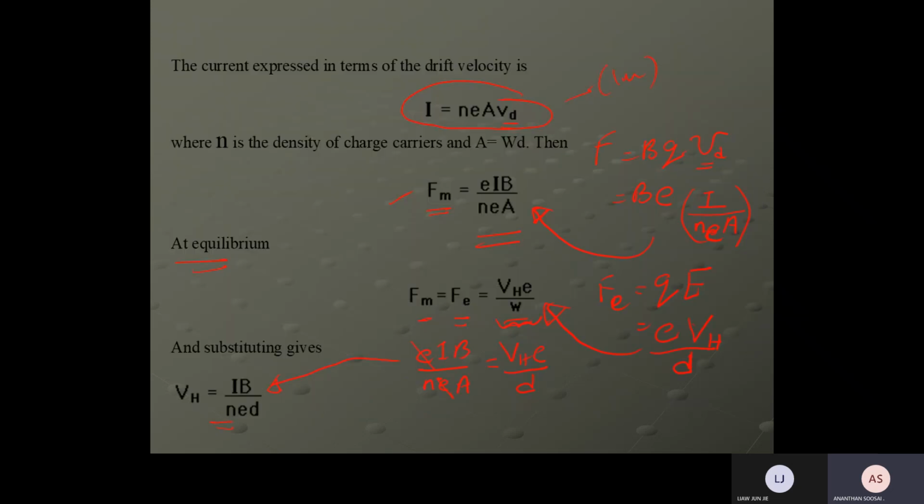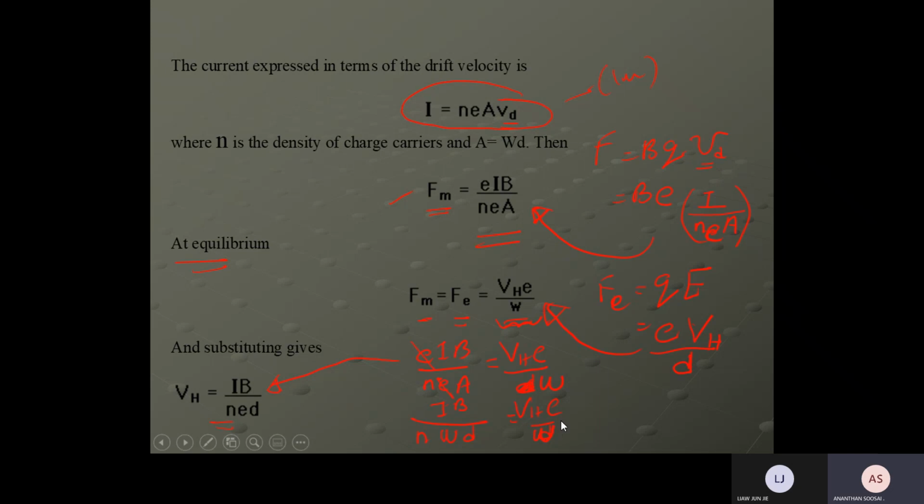So you go back. Here you substitute A as what? IB, and A is W times D, is VHED. Hey, what am I doing? Sorry, I made a mistake here. Down here is W, right? The D is W, yeah. So D is W. Down is W.